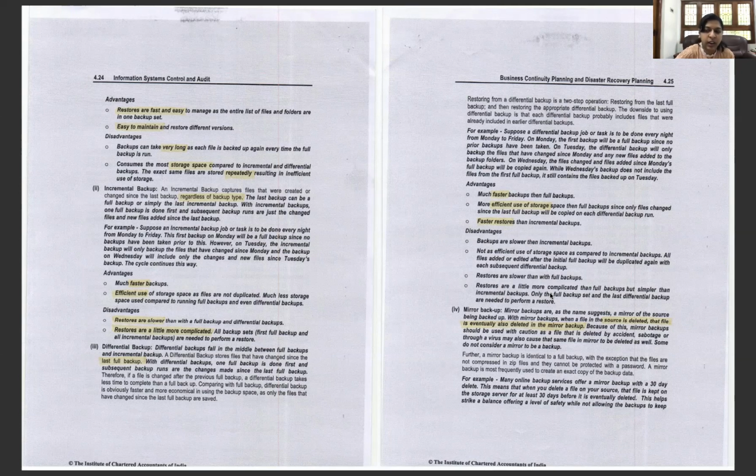Give a thorough read here. It's very easy to grasp because the points are just repeating, and the coin is just being turned over for the advantages becoming disadvantages. And then going on to the fourth type of backup, which is a mirror backup.